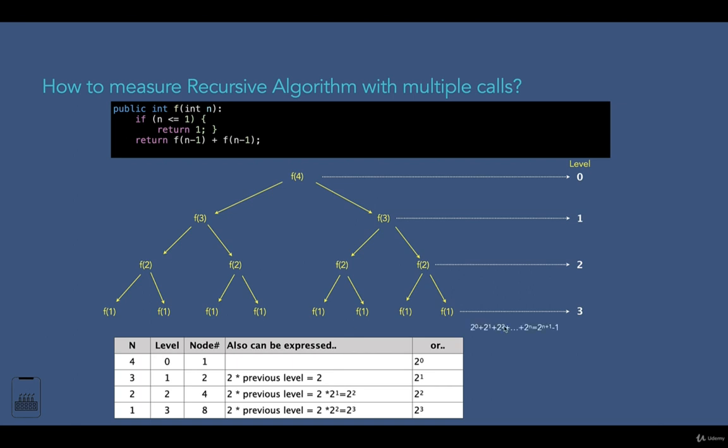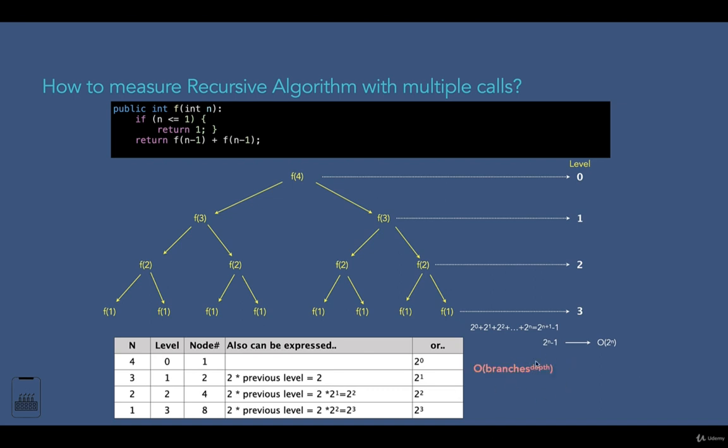From math we know that if we calculate the sum of powers of 2, we can write the equation like this. And this equals 2 to the power of n minus 1. If we take this in terms of time complexity, we can remove the constant from here and we can write it as 2 to the power of n. So from this equation, we can come to the conclusion that when you have a recursive call that makes multiple calls, the runtime will often look like this.